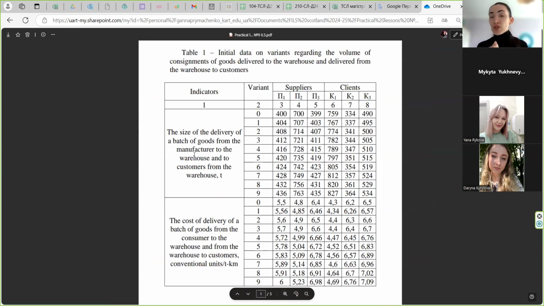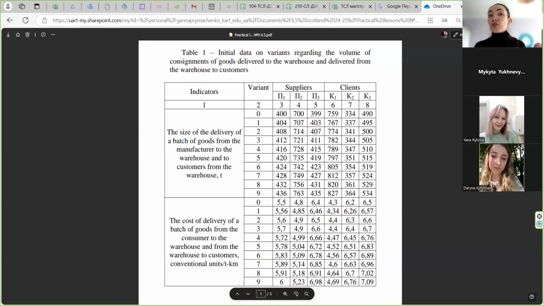So first what we need is our tariff. So it is the cost. It is the last line in our table 1. The cost of delivery of a batch of goods from the customer to the warehouse for our first formulas. For example, if you have variant 0, it is first in our table. So for the first suppliers, we need to find from manufacturer to suppliers. It is important for understanding. So we need to use the first column here.